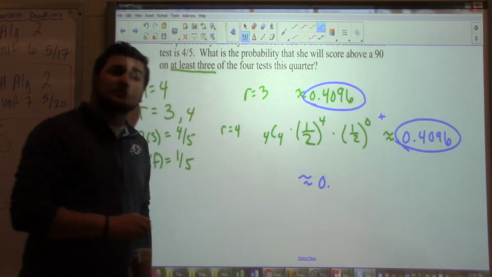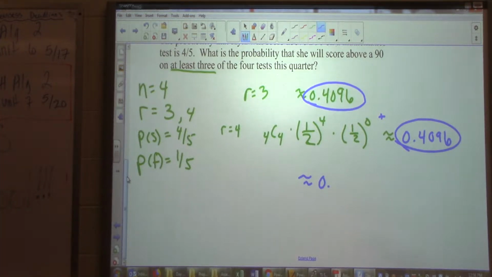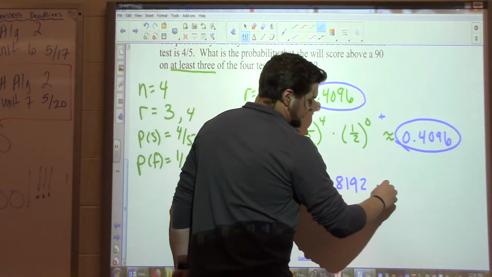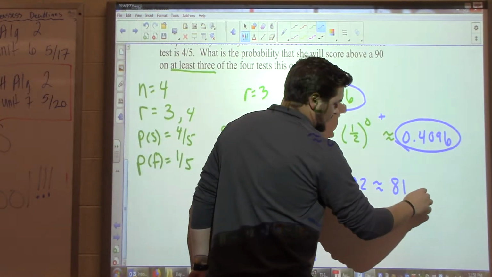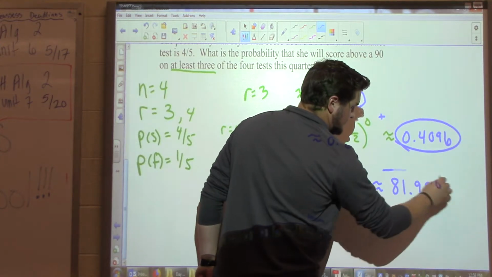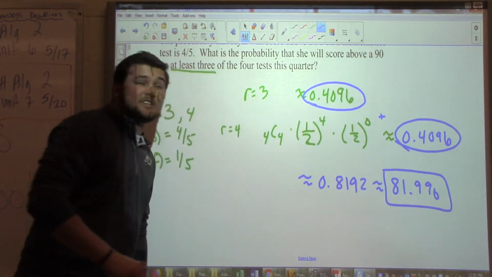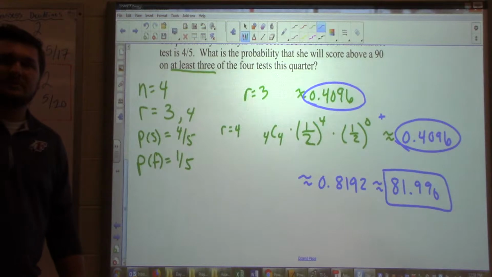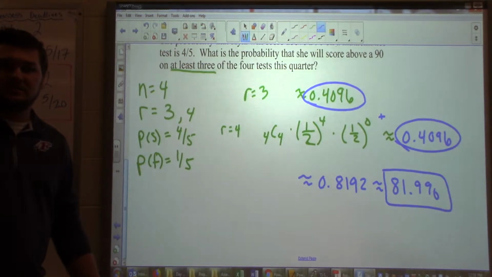Comes out to be what decimal spot? What decimal point? 0.8192, which is approximately 81.9%. So the probability she gets at least 3 of the 4 tests of a 90 or above would be 81.9%. That makes sense? Yes? No? Do you have any questions?